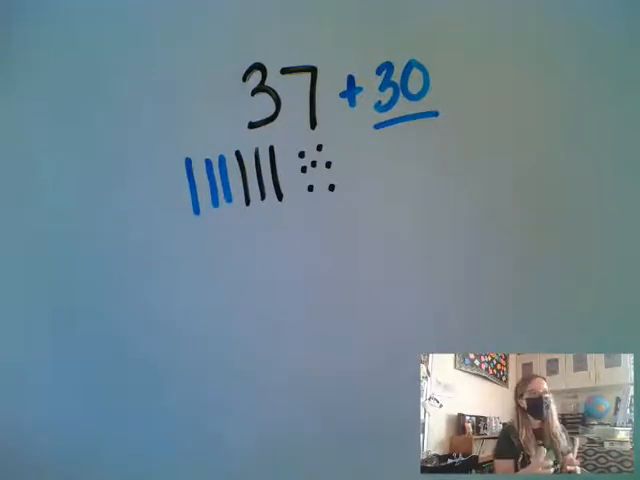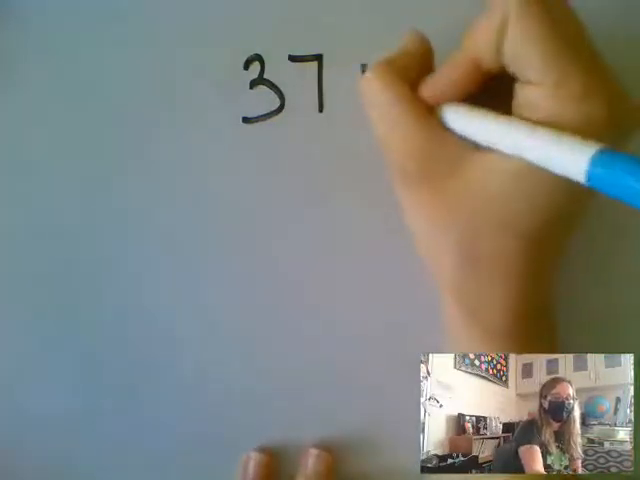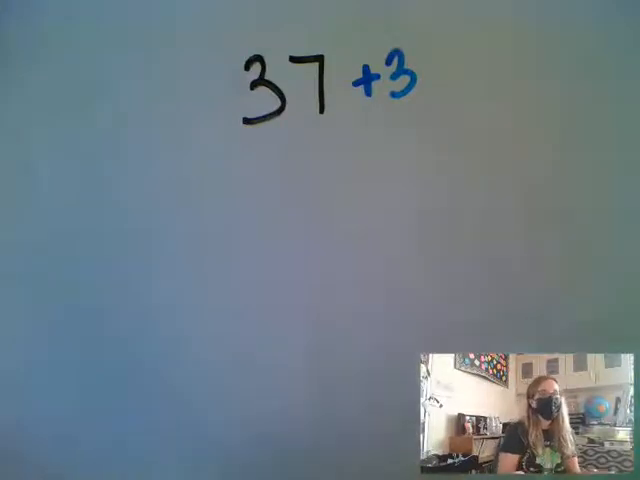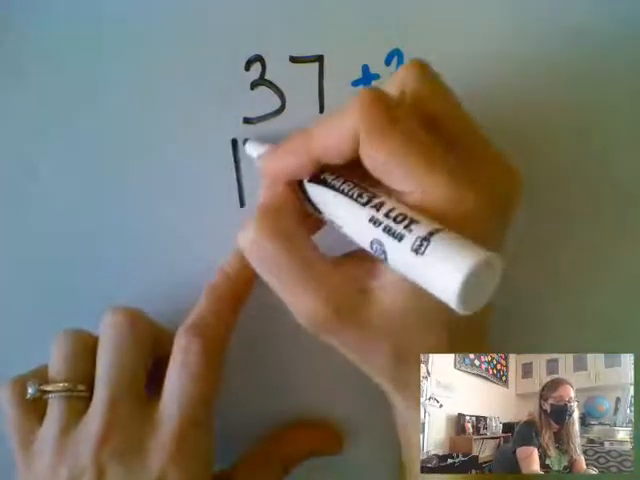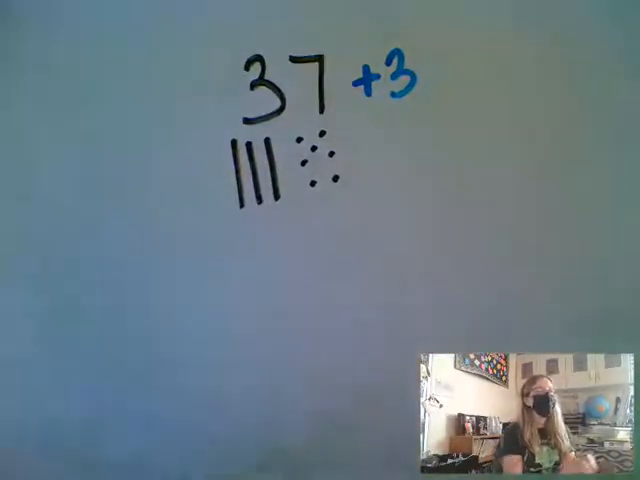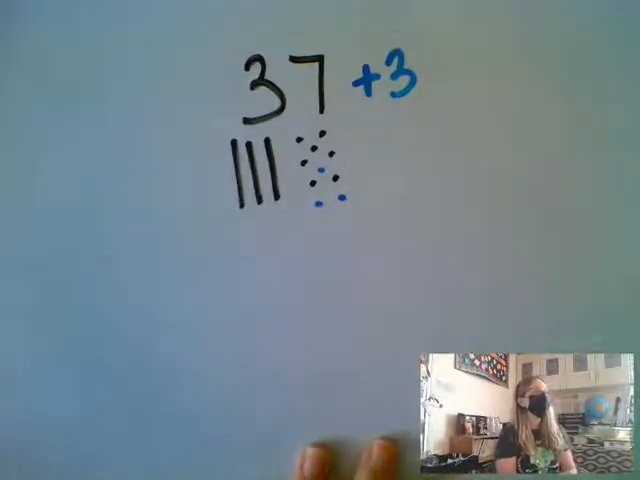Now today, we're going to say, what happens if my tens stay the same? So my number, I keep using the same one, 37. But what happens if my ones decide to change? What happens if I just add 3? So now my 37, that is 3 tens and 7 ones, I'm not adding any more tens, but I'm adding 3 more ones.